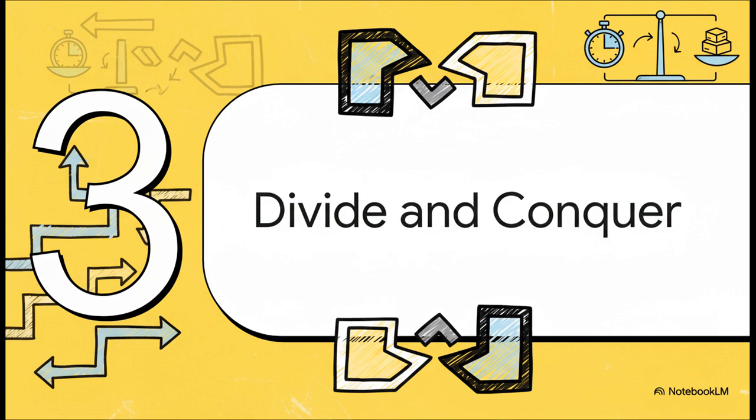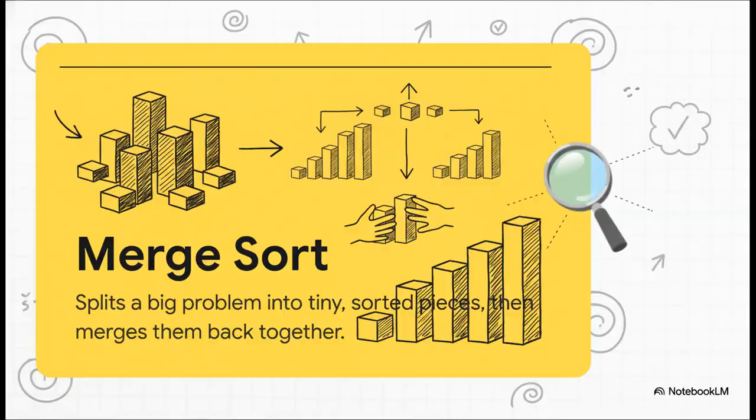For that, we need a completely different strategy. We need to divide and conquer. And this brings us to the heavyweight champion, merge sort. Let's call this one the master planner. Instead of trying to wrestle with the whole list at once, merge sort's genius is to break the problem down into smaller and smaller pieces.